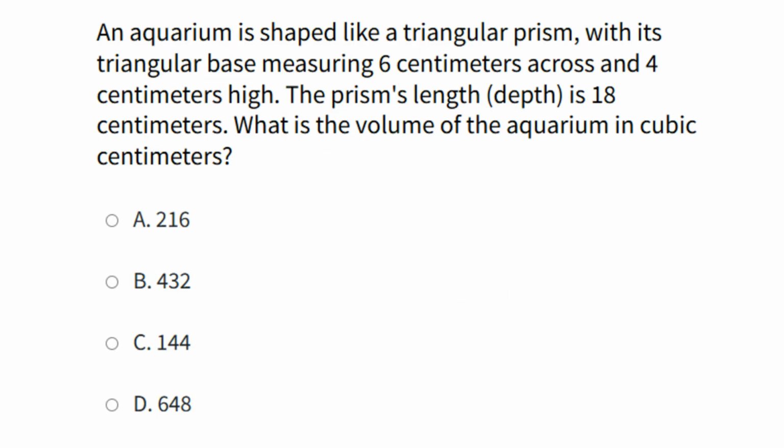Here's the next one. An aquarium is shaped like a triangular prism, with its triangular base measuring 6 centimeters across and 4 centimeters high. The prism's length, depth, is 18 centimeters. What is the volume of the aquarium in cubic centimeters? A. 216. B. 432. C. 144. D. 648.